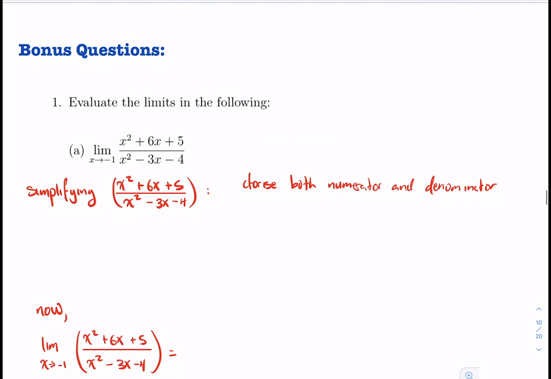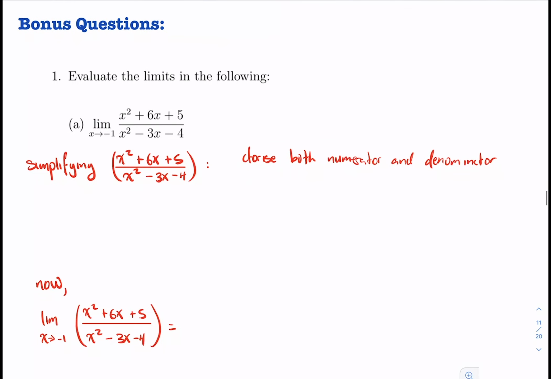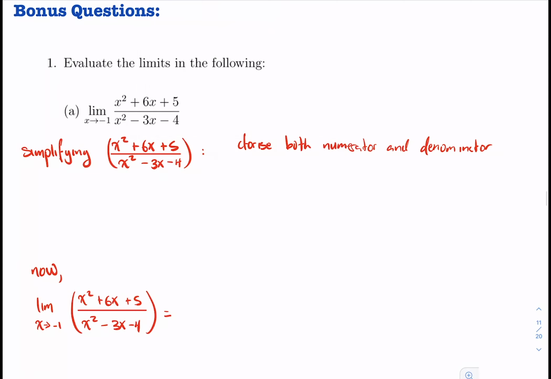Moving right along to our bonus questions. As per usual, we always start by simplifying. So here we want to simplify our expression, and in particular, we want to factorize both the numerator and the denominator.